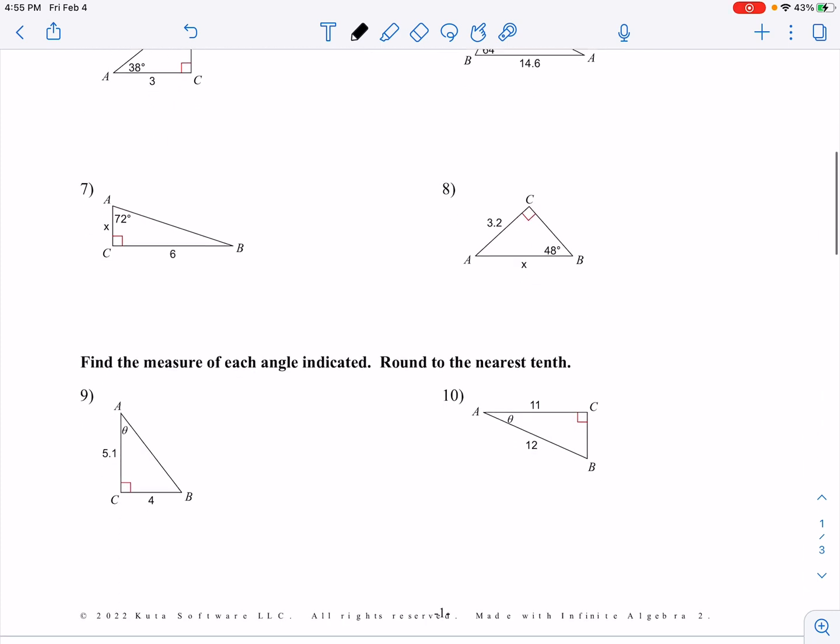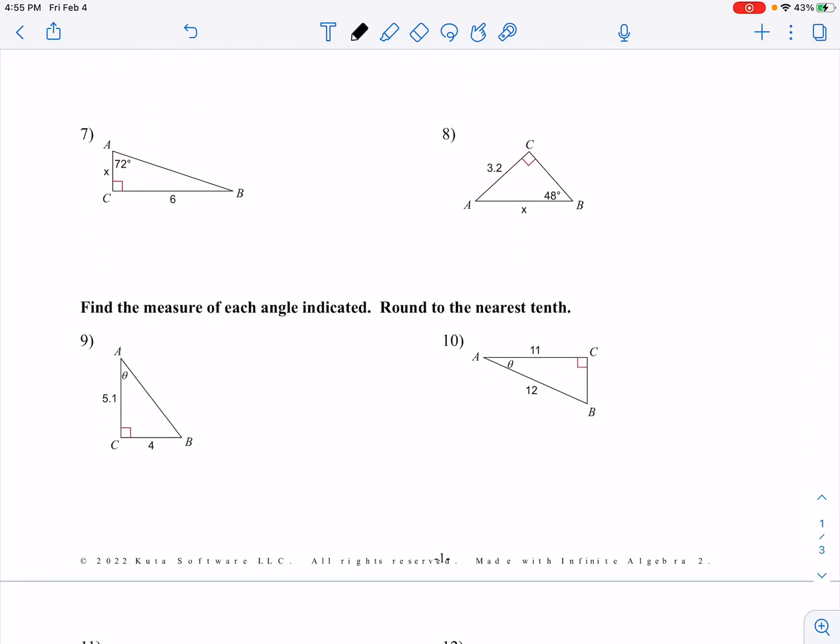For problem number 9, we're finding an angle. When we find an angle, we're still going to set it up with sine, cosine, or tangent, but we're going to mix it up a little bit. Instead of sine of an angle being equal to the opposite over the hypotenuse, now the sine inverse of opposite over hypotenuse is equal to the angle. We use an inverse sine or an inverse cosine or an inverse tangent to find the angle.